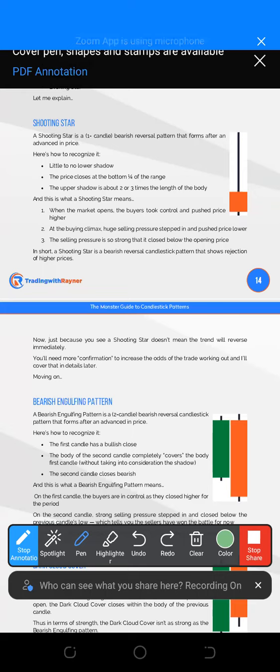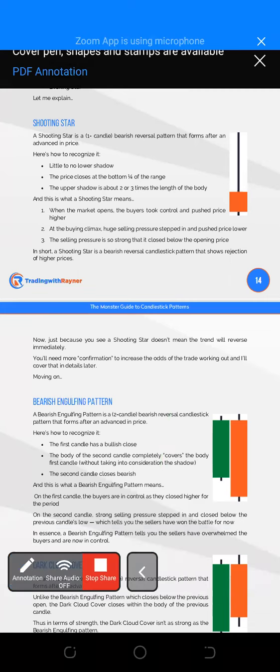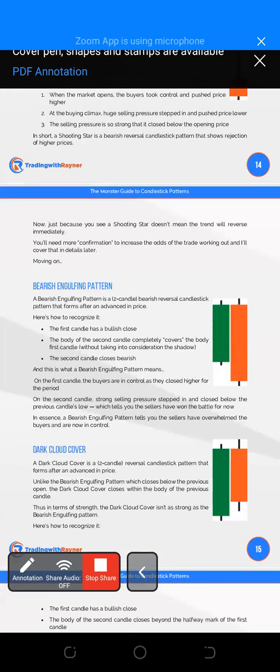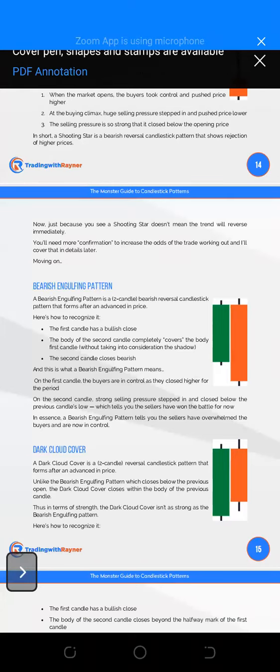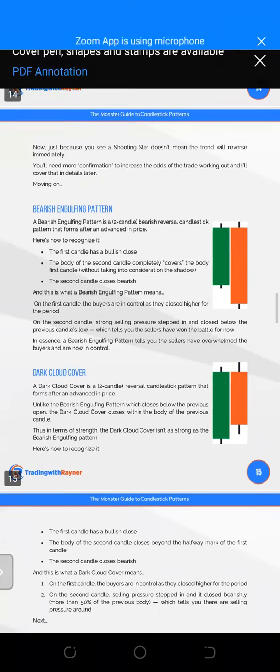In short, a shooting star is a bearish reversal candlestick that shows rejection of higher price. I mean, it was rejected before. The price has already gone green. It is now pulled back and turned red. I'll show you the physical trading of this. Then moving forward, just because you see a shooting star doesn't mean the trend will reverse immediately. You will need more confirmation to increase the odds of the trade working out, and I will cover some details later. So now, bearish engulfing pattern.